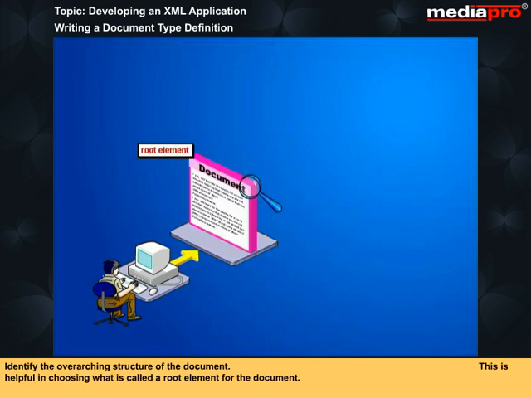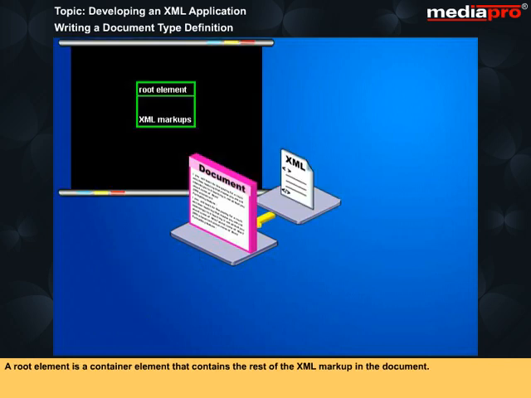Identify the overarching structure of the document. This is helpful in choosing what is called a root element for the document. A root element is a container element that contains the rest of the XML markup in the document. The root element cannot be contained within another element in the document.